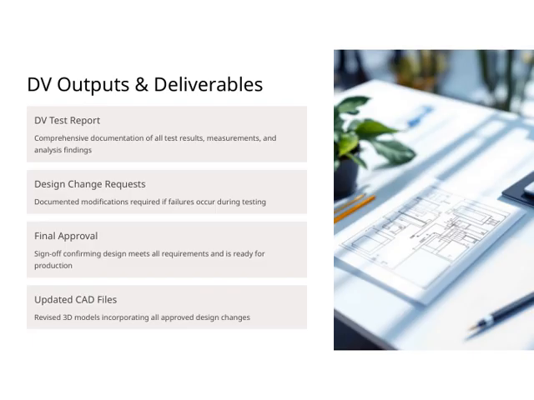Then there's the final approval. This is the formal sign-off that confirms our design has passed all tests and meets the specified requirements. Once approved, it's a green light to move forward with production. Finally, we have the updated CAD files. These include revised 3D models that incorporate all the approved design changes, ensuring everyone is working from the latest version and that the design is ready for manufacturing. Together, these outputs ensure a thorough and organized transition from testing to production, aligning with our overall goal of delivering a reliable, well-documented final product.